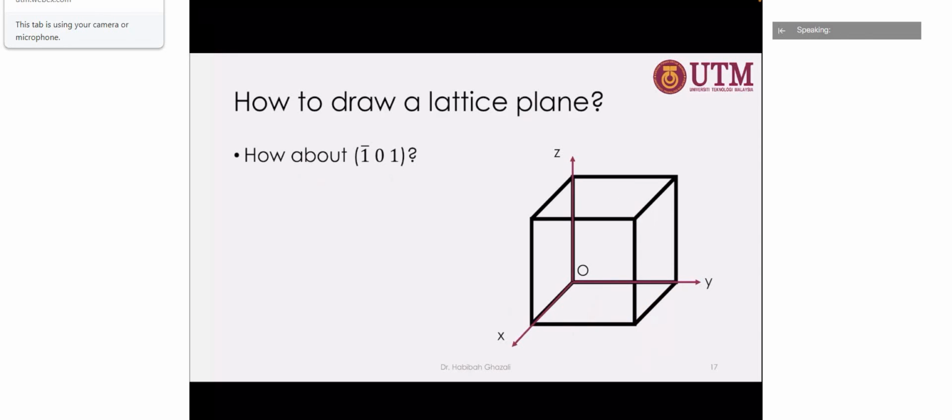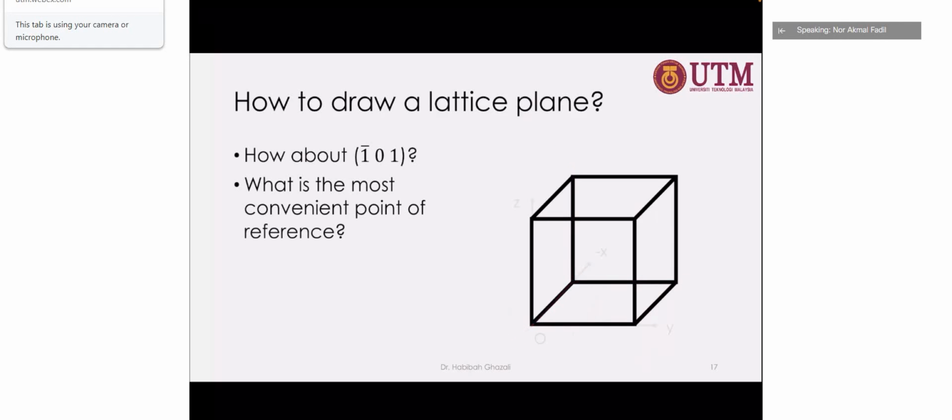Okay, this one. When inside the index they have 0, what is the most convenient point of reference? So the point of reference, or the origin. In coordinates we call it the origin, or in AutoCAD drawing, something like that. So we call it origin or point of reference.